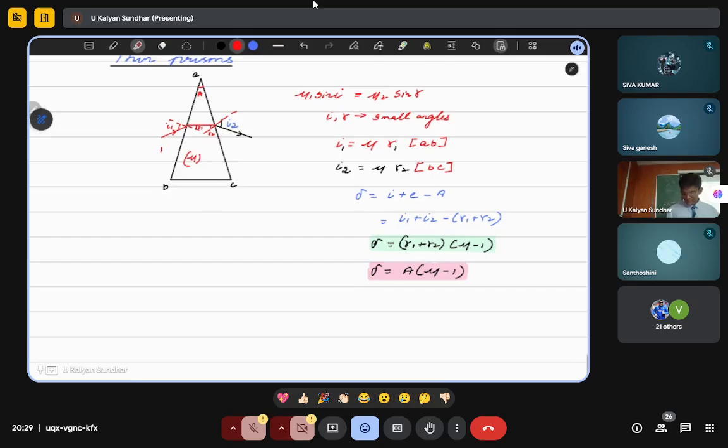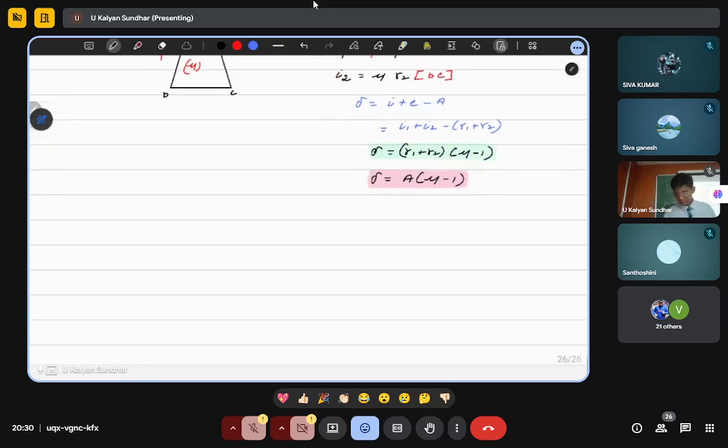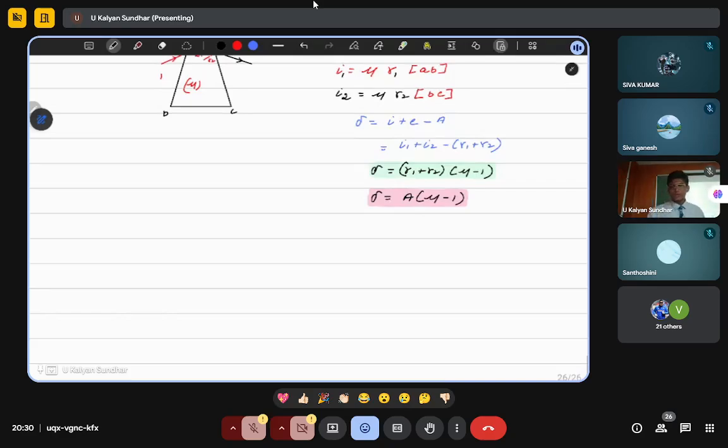So at the second surface, mu2 is 1, so 1 by mu will be equal to sin R2 by sin I2. So this is going to be your deviation.